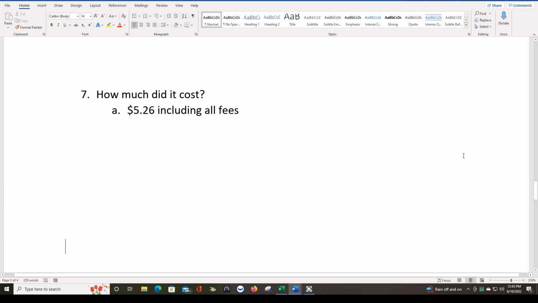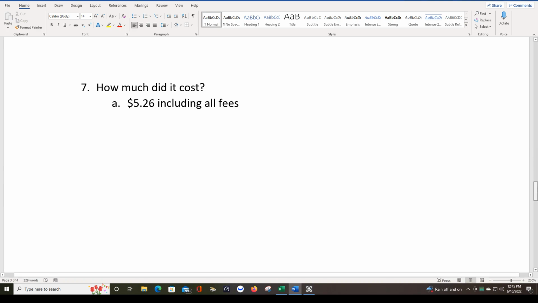So how much did this whole thing cost us? $5.26, including all fees. So that was the cost of taking 100 trades with one single share size. Some of the trades won, some of the trades lost, but we weren't using a full position size, so our risk wasn't there. We were just trading with one single share. So the net result was a loss of $5.26.